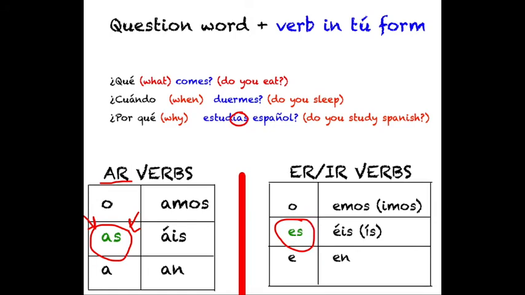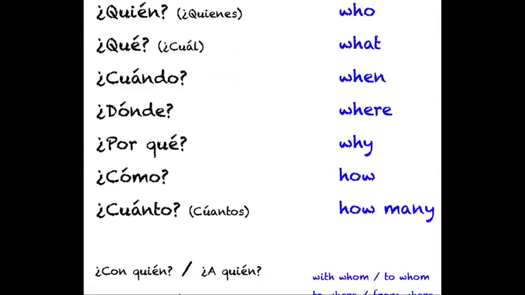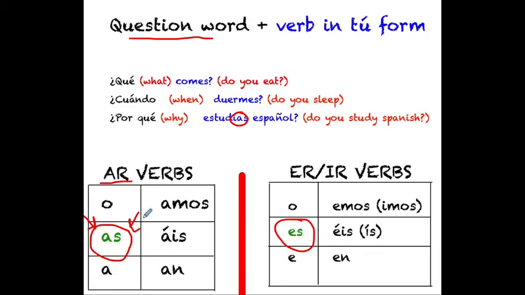So again, it's a pretty simple sentence structure. All we are going to do is use our question word, our who, what, when, where, why, how many, quién, qué, cuándo, dónde, por qué, cómo, cuántos, and then a verb in the tú form. You get to pick whichever verb you want. We have a lot of verbs that we've studied in Spanish: bailar, caminar, comprar, trabajar, correr, comer, beber, dormir, nadar, viajar, escribir, ¿sí? Mirar o ver la televisión.